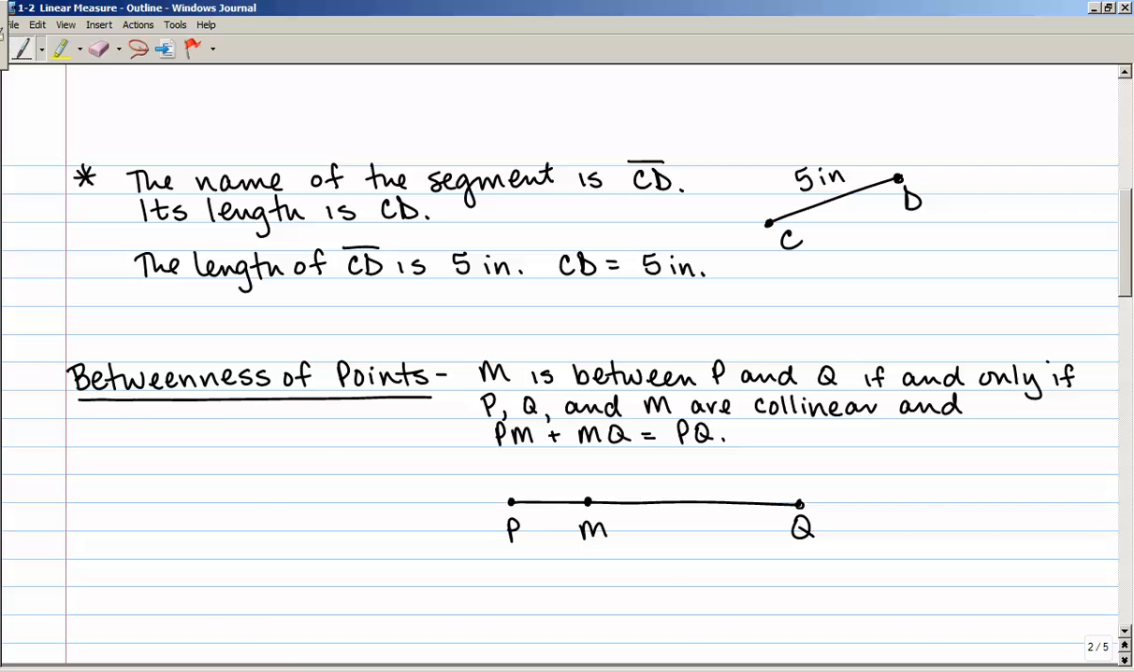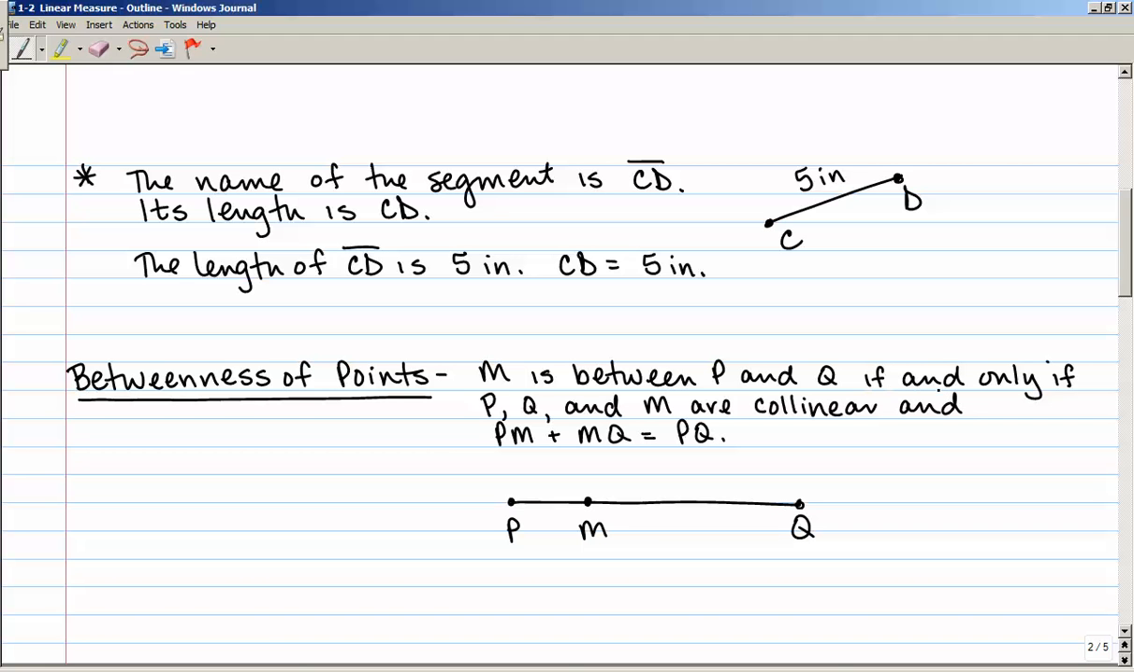Another concept is called the betweenness of points, and it says that M is between points P and Q if and only if P, Q, and M are collinear, and the length of PM plus the length of MQ equals the length of PQ. Let me step back and talk about this "if and only if."